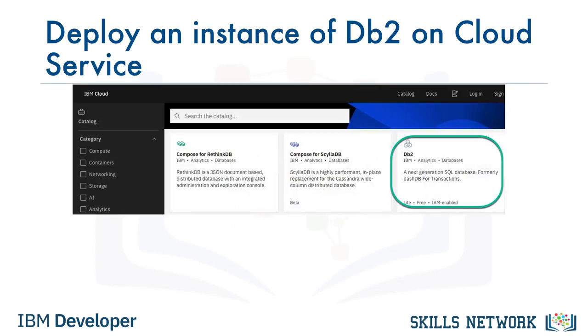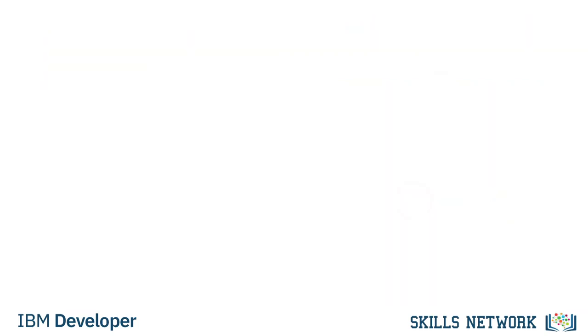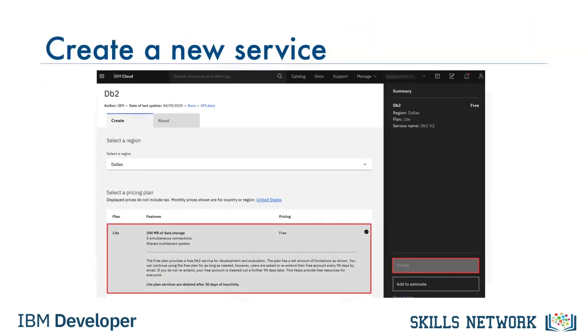Navigate to IBM Cloud Catalog and select the DB2 service. Note there are several variations of the DB2 service, including DB2 Hosted and DB2 Warehouse. For our purposes, we will choose the DB2 service, which comes with a free Lite plan. Select the Lite plan. If need to, change the defaults. You can type a service instance name, choose the region to deploy to, as well as an org and space for the service. Then click Create.